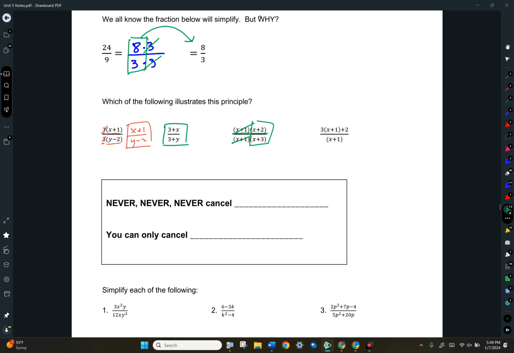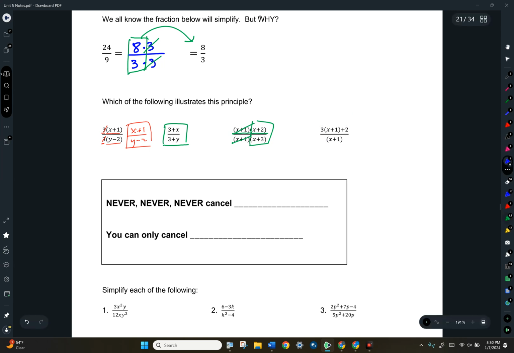Look over at the next one. Again, the most common mistake, people are going to say, okay, great, I'll cancel the entire factor. But you can't do that because that on the top, this is a term because of that plus sign. So you can't do anything to that one.